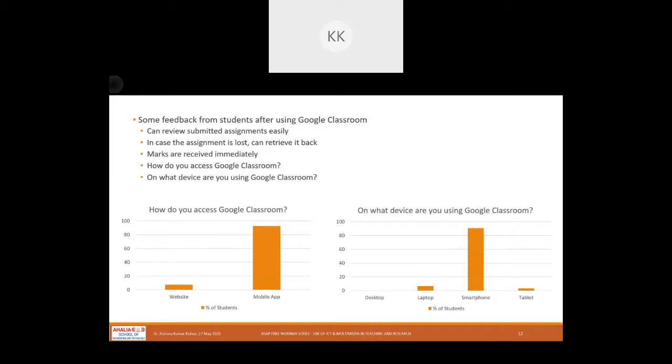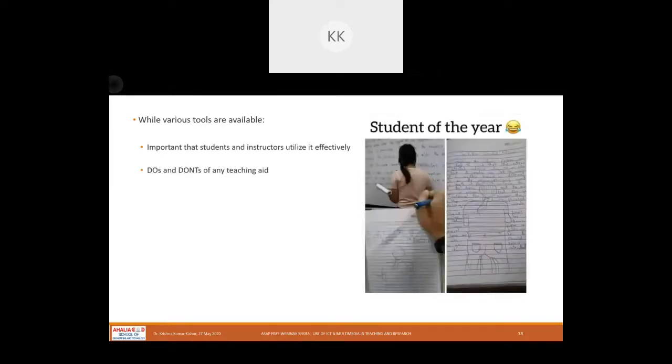Okay, all right. So now, one thing that we must remember is while various tools are available, it's important that the students and instructors utilize it effectively, right? Like I said earlier, these are all just teaching aids, and every teaching aid will have do's and don'ts, right? For example, you see this figure on this right? This teacher is thinking the student is taking down notes, but that's not what is happening, right? So there are do's and don'ts in any teaching aid.